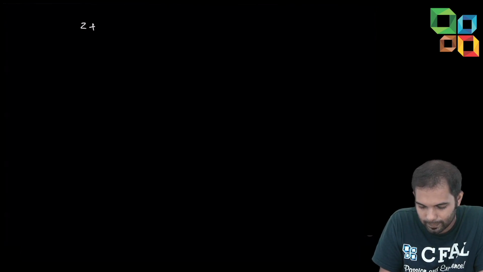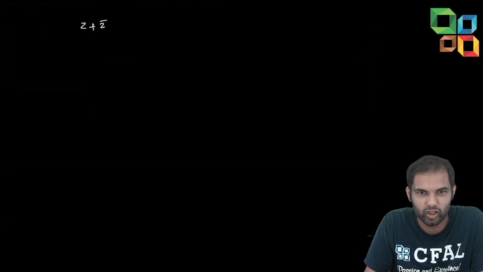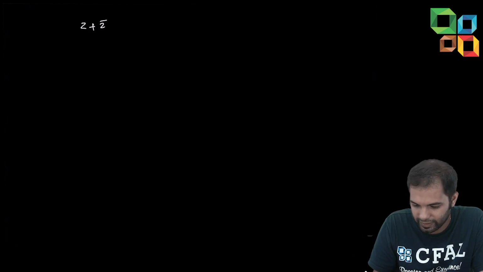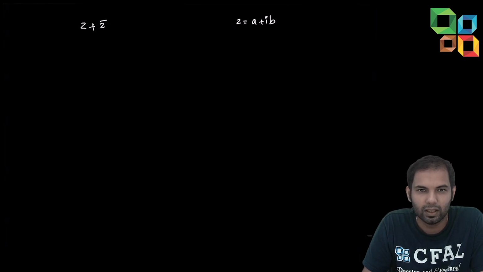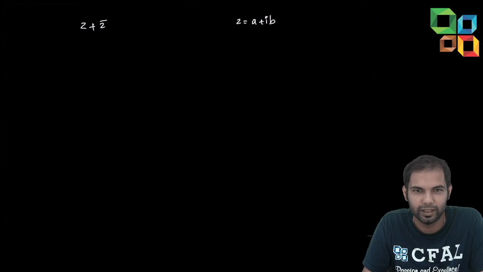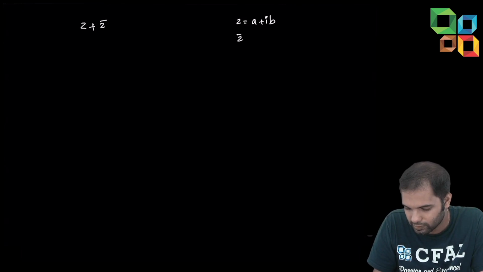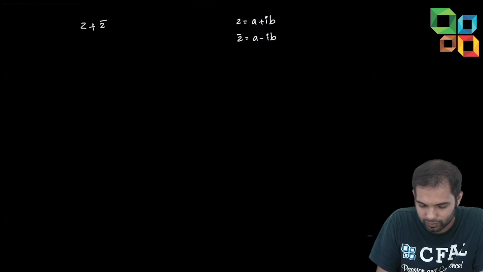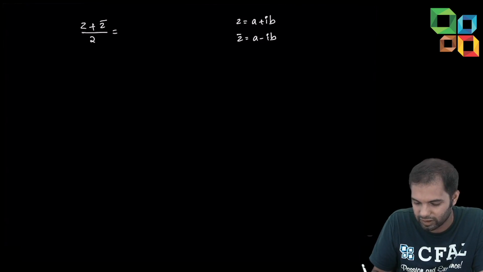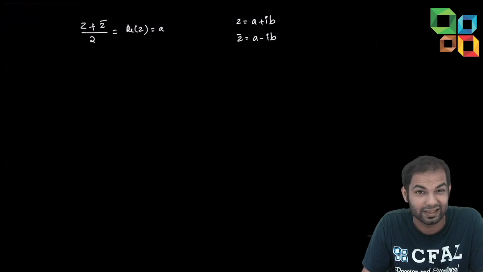For example, we had seen that if I add a complex number and its conjugate, I'm going to get the real part. This is very logical. Suppose I take the general complex number a plus ib. Then what is the conjugate? I have to change the sign of the i term, which is b, so it will be a minus ib. If I add these two and divide by 2, this is nothing but the real part of the complex number, or in other words, a.